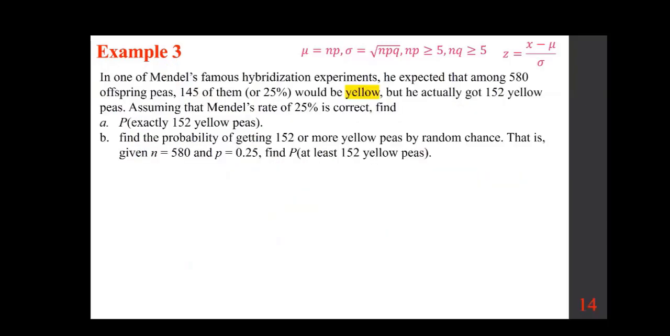In one of Mendel's famous hybridization experiments, he expected that among 580 offspring peas, 145 of them, or 25%, would be yellow, but he actually got 152 yellow peas. Assuming that Mendel's rate of 25% is correct, find A, P of exactly 152 yellow peas, and B, find the probability of getting 152 or more yellow peas by random chance. That is, given n is equal to 580 and p is equal to 0.25, find P of at least 152 yellow peas.